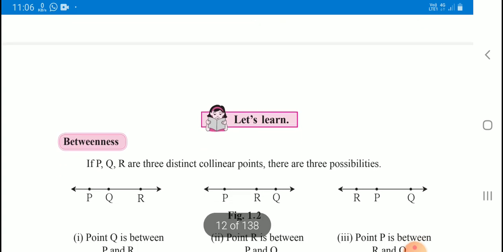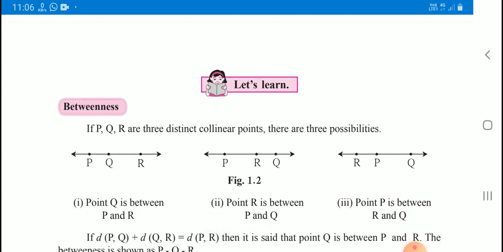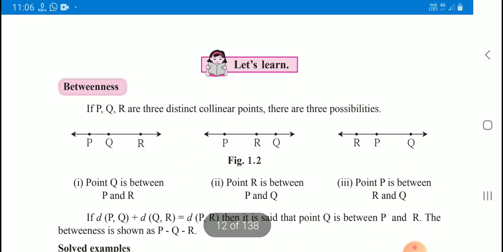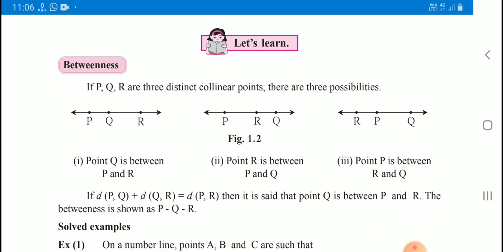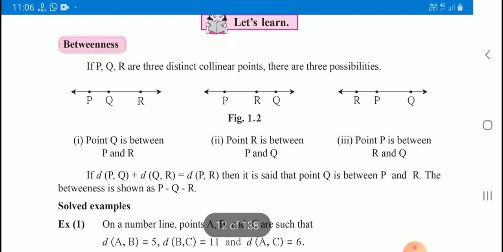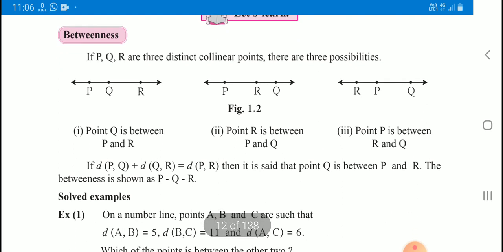Now the next point is, let us learn betweenness. Here in your book they have given 3 figures. Figure number 1.2. In the figure, they showed 3 points, 3 lines are given here. If you see, the first figure has the points P, Q and R. The second one has the points P, R, Q. And the third has the points R, P, Q.